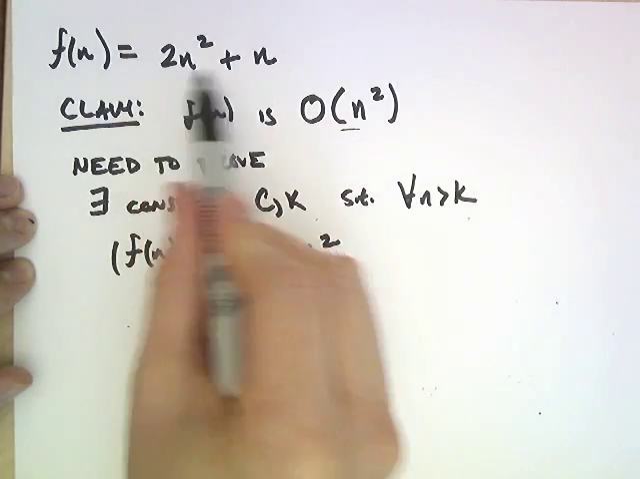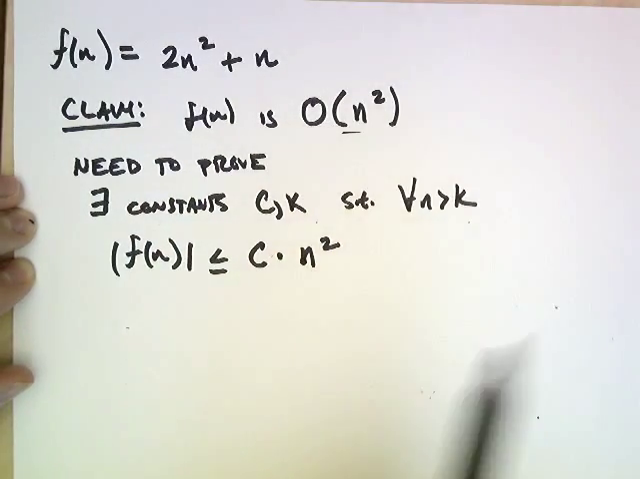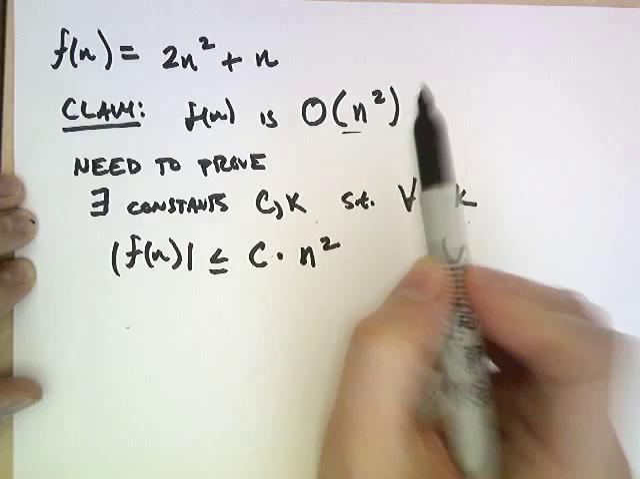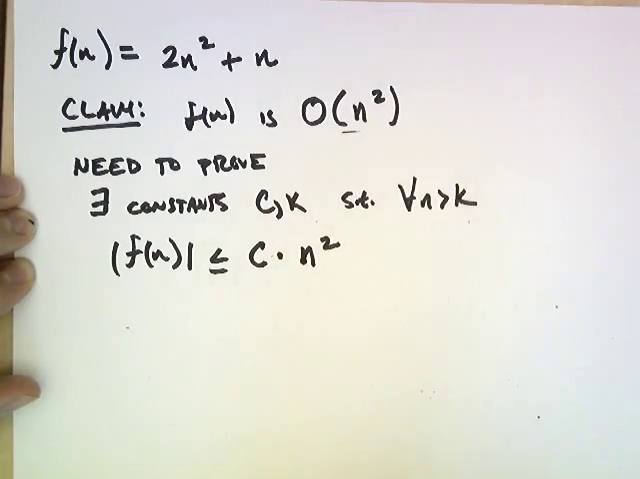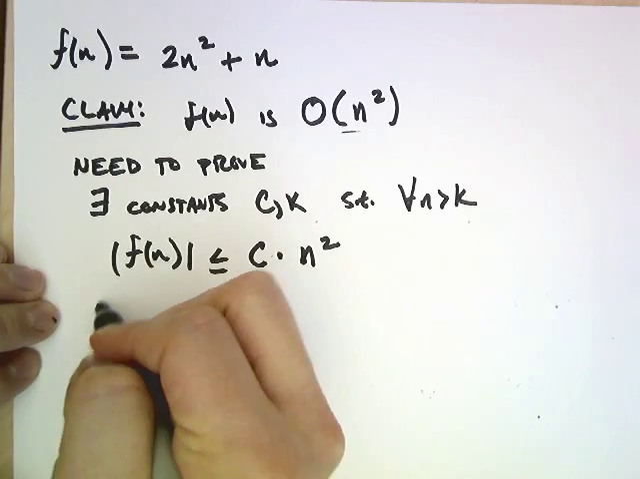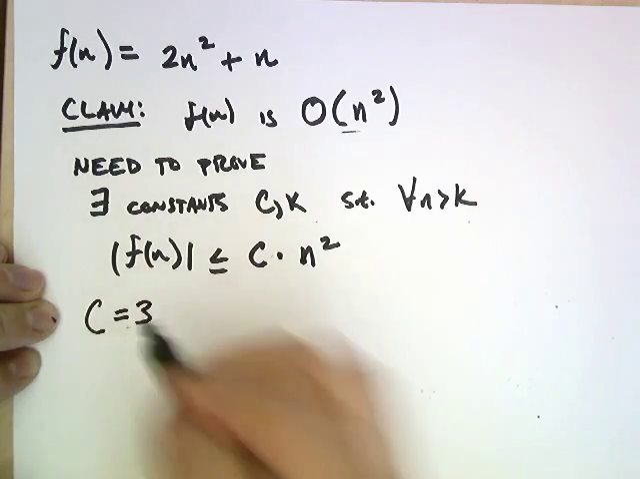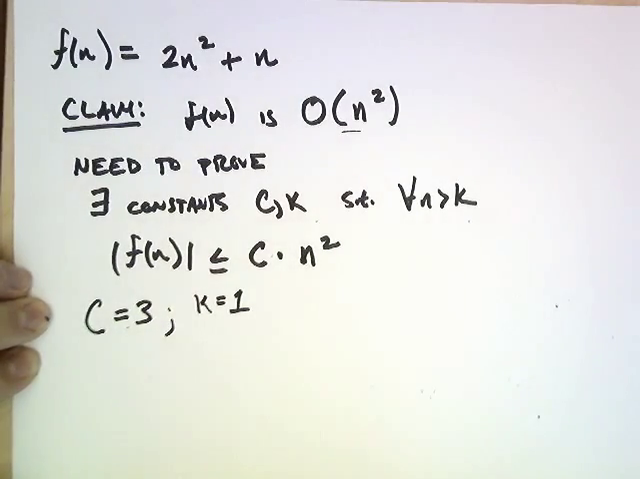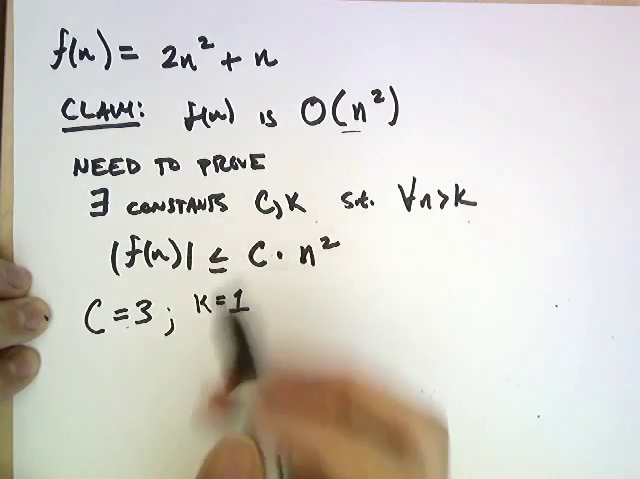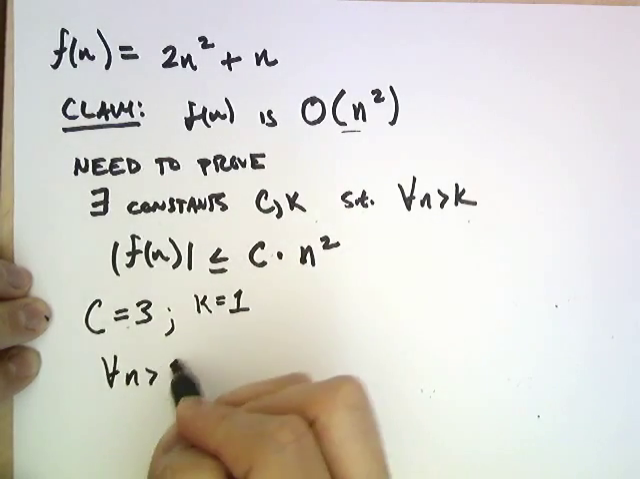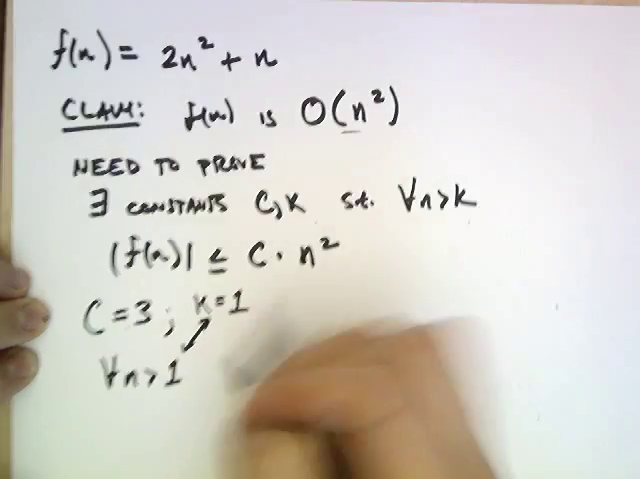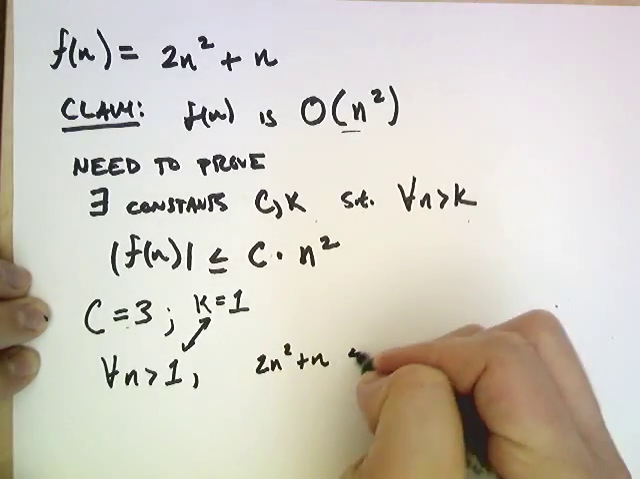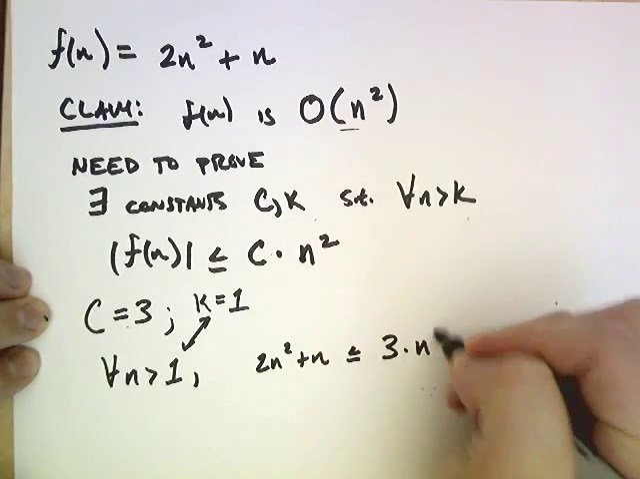Okay, so we have 2n squared plus n. We need to show it's big O of n squared. Intuitively, this means that we need to show that as n gets very large, 2n squared plus n is less than or equal to some constant times n squared. So I'm going to choose my constant c to be 3, and I'm going to choose k to be 1. So what do I need to prove now? Well, I need to prove that for all n greater than 1, that's what we've chosen k to be, f of n, which is 2n squared plus n, is less than or equal to 3 times n squared.